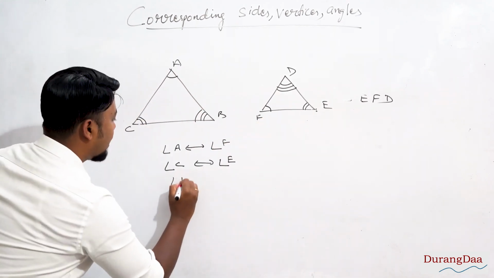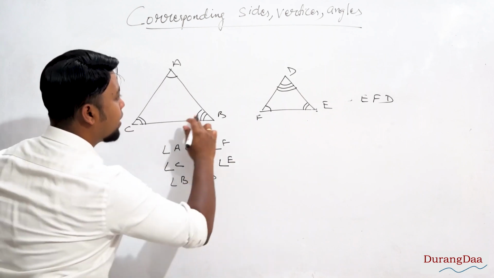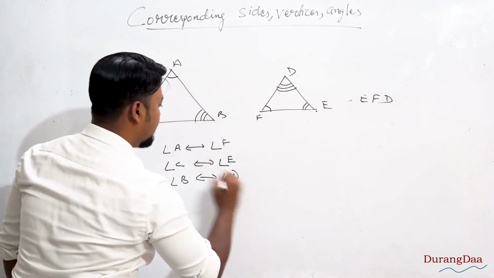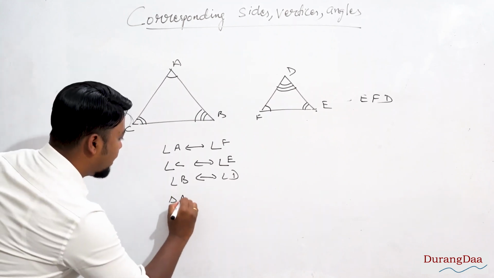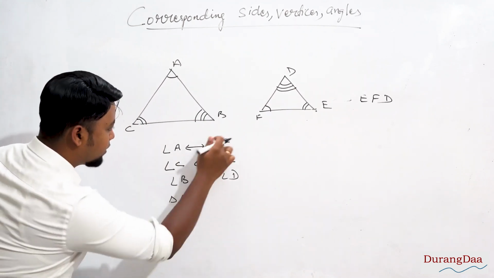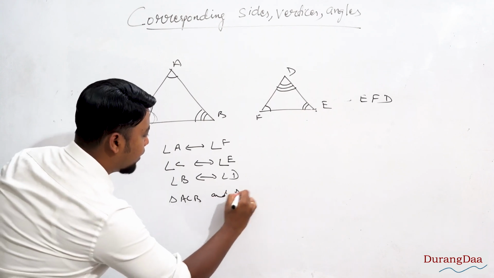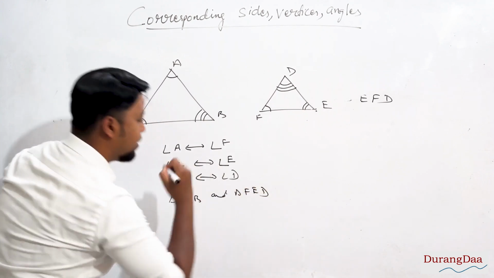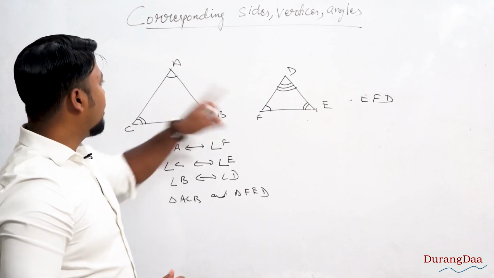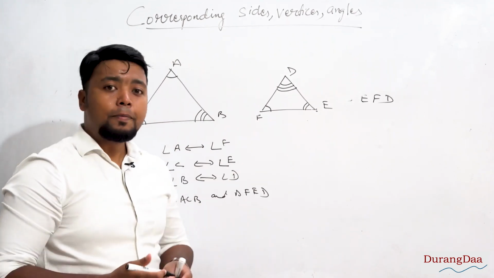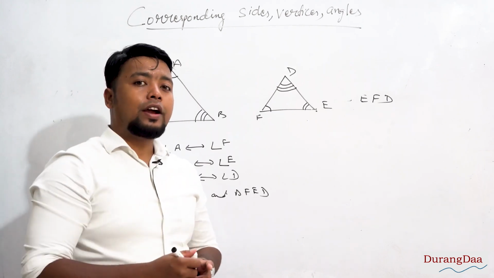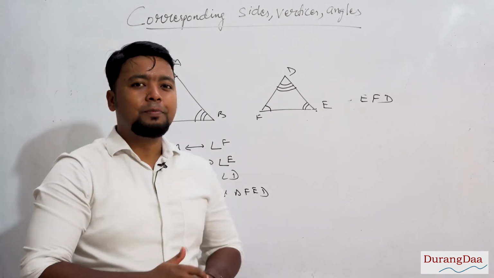Alright, so C and E are corresponding. And last one, angle B, the matching pair would be angle D. So the two triangles are triangle A, C, B, and same order you will write, and triangle F, E, D. Alright, I hope now you don't have any confusion regarding the corresponding sides, vertices and angles. Okay, now let's try to understand the meaning of similarity.